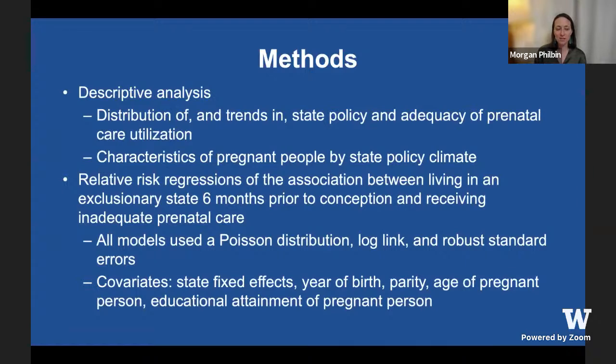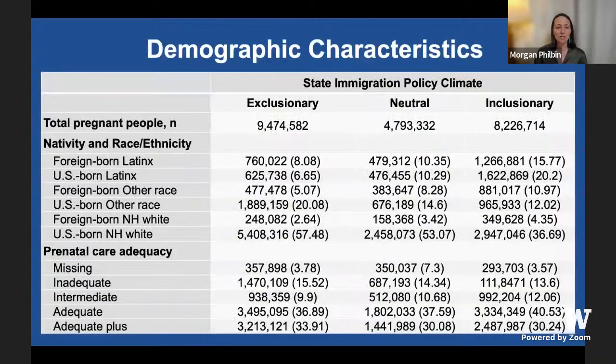And then the covariates that we used were state fixed effects, year of birth, parity, age of pregnant person, educational attainment, which we had as college or not. And I'm happy to talk about this. We've had a lot of discussions around which covariates to use, which are mediators, which are not, which maybe, trying to make sure we get around confounding. So this is something that we've had a lot of debate around.